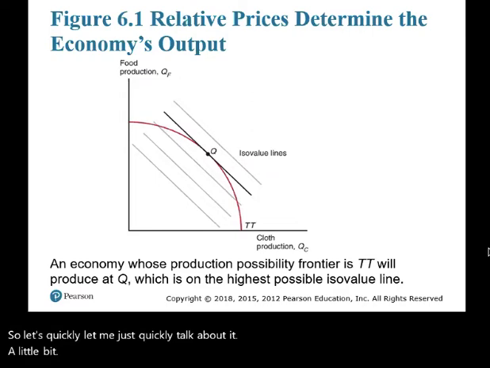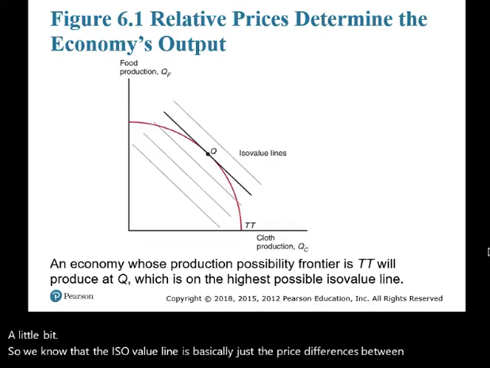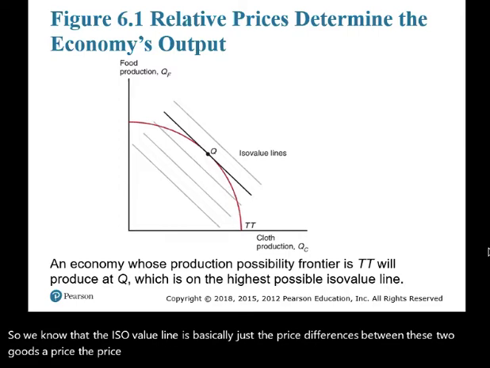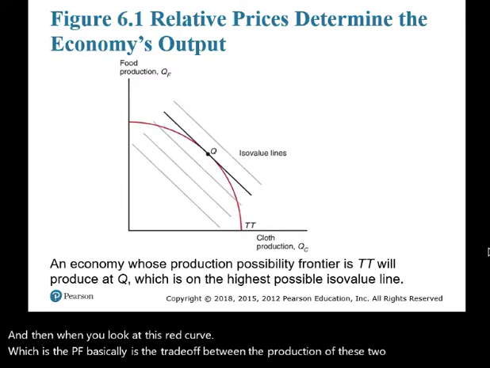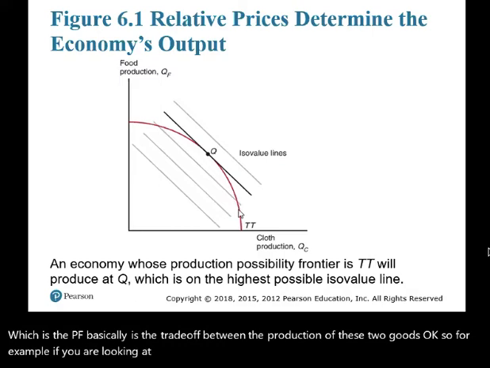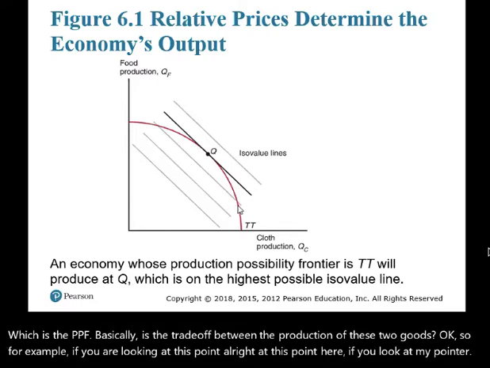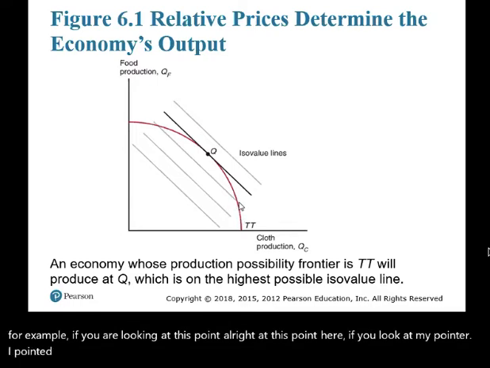Okay. So we know that the iso-value line is basically just the price difference between these two goods, the price ratio, one over the other. And when you look at this red curve, which is the PPF, it's basically a trade-off between the production of these two goods. For example, look at this point, where my pointer is, somewhere here.